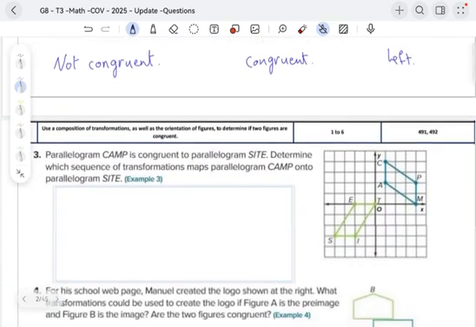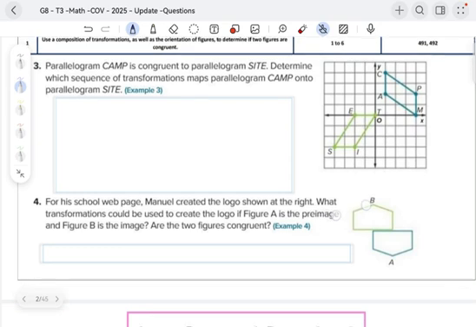Okay, now let's go for question number 3. Here the question says that these parallelograms are congruent to each other. So they are identical to each other. We have to determine the sequence of transformation. So we can tell that parallelogram CAMP is rotated 90 degrees and then translated down a number of units. So first we're gonna try to rotate it 90 degrees counterclockwise.